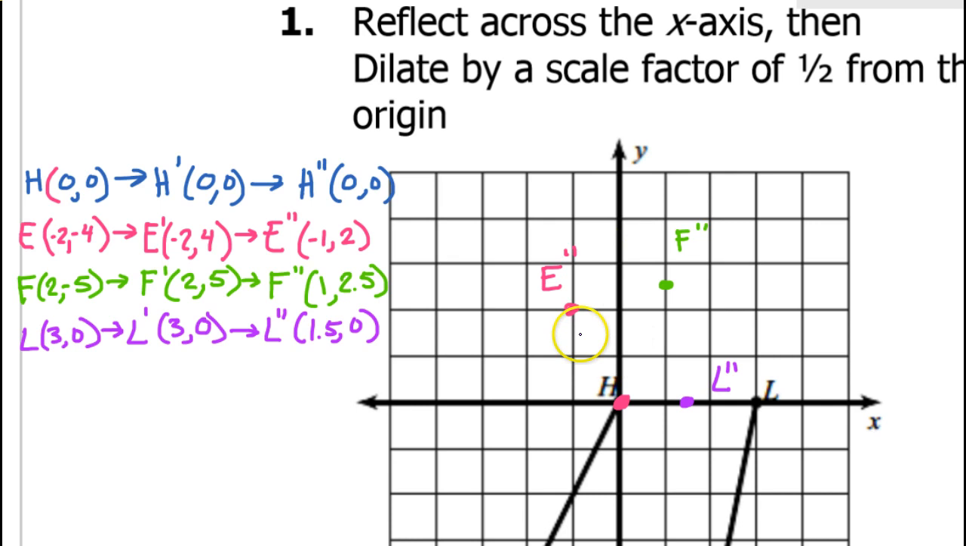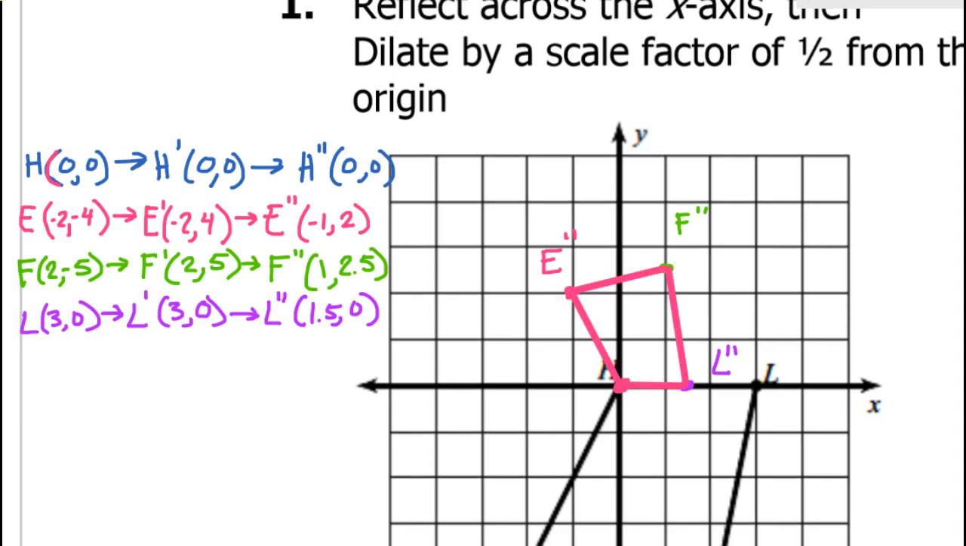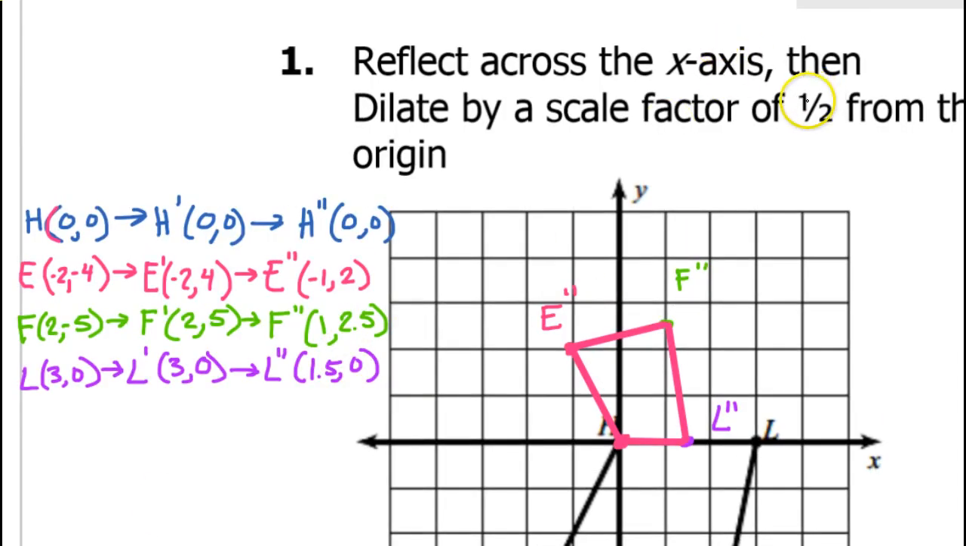So now we can just connect the dots and reveal the shape. So there's the image after both of those transformations, and be sure to show your work like I just did right here.